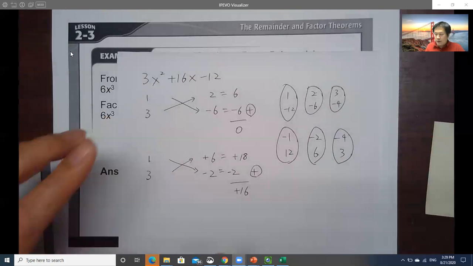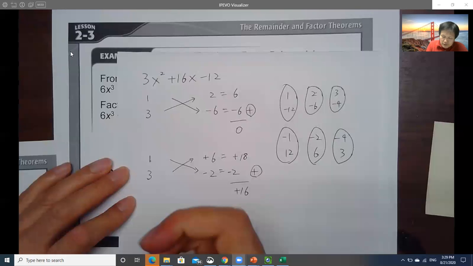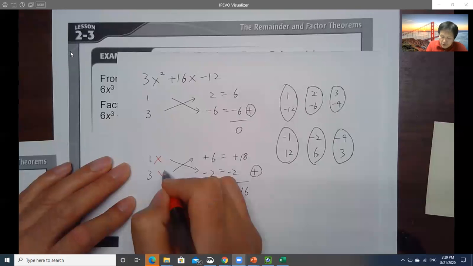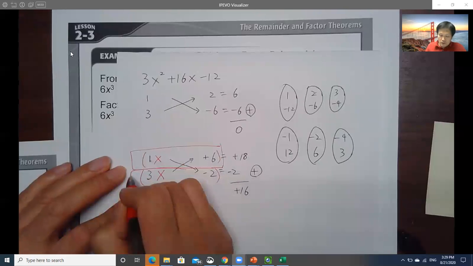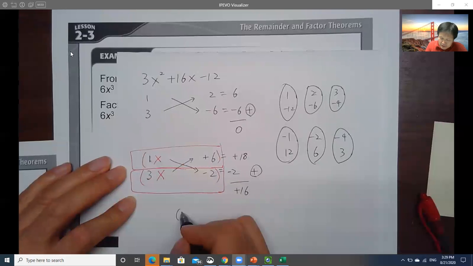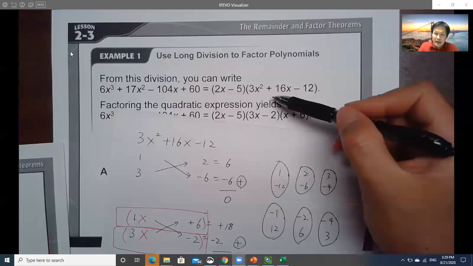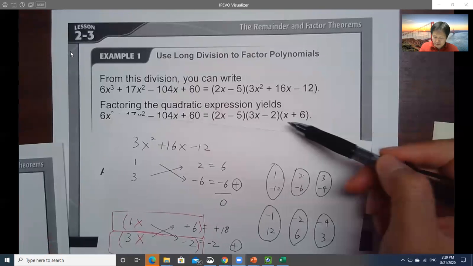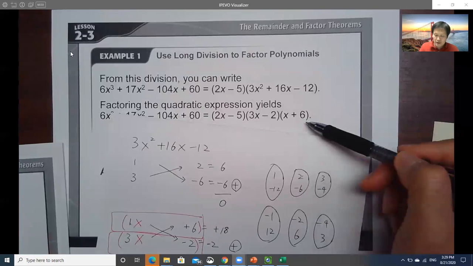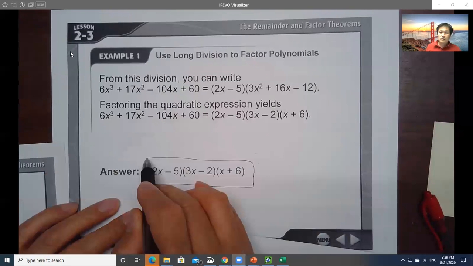So once you found the combination, you write x here, parenthesis, parenthesis, top row, bottom row. So how do you write that? x plus 6 here, 3x minus 2 here. So we just factored that, which is 3x minus 2, x plus 6, and 2x minus 5 from previously. So that is the final answer.